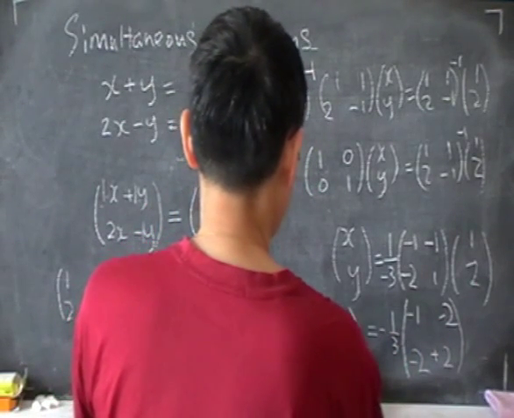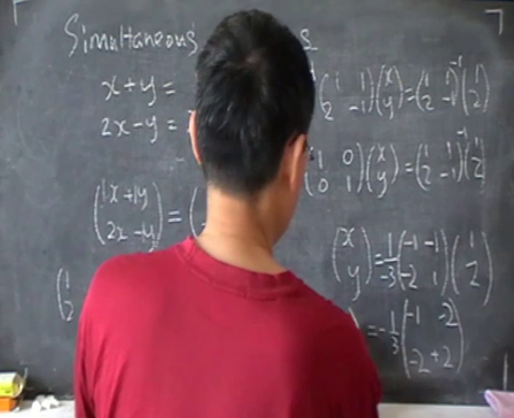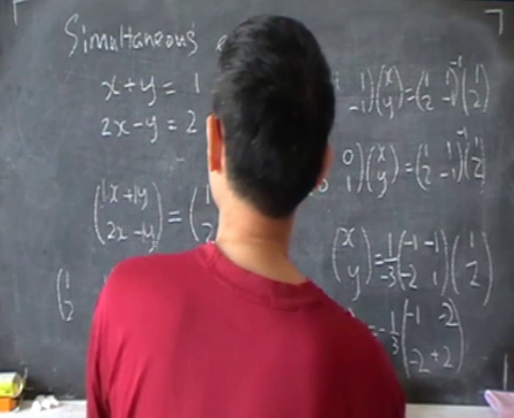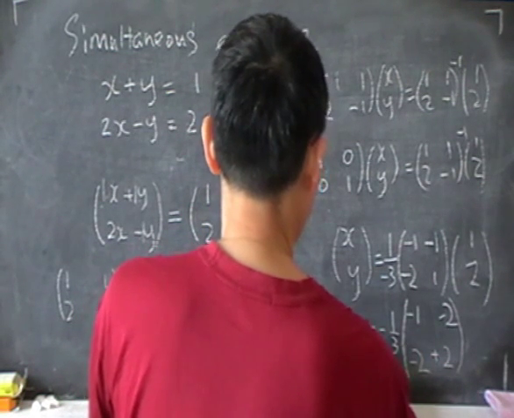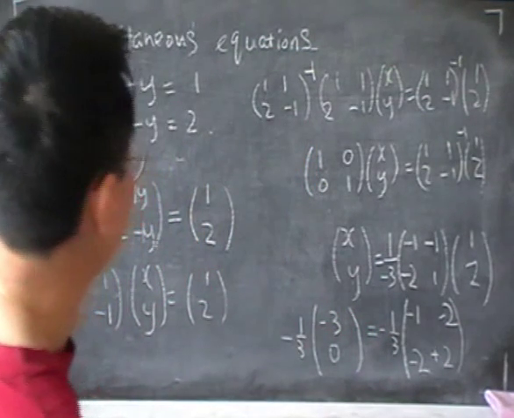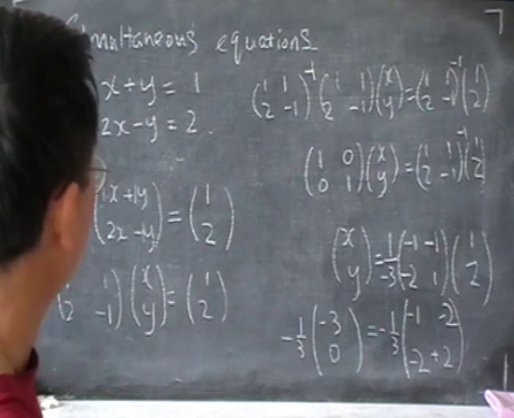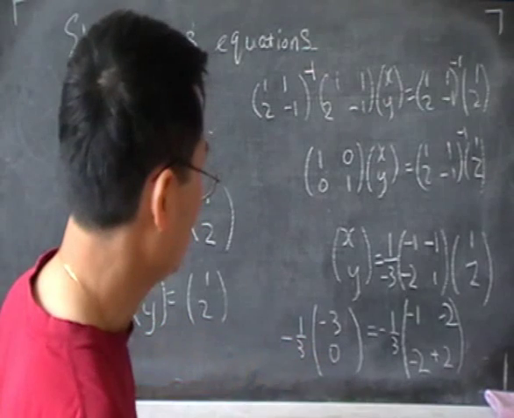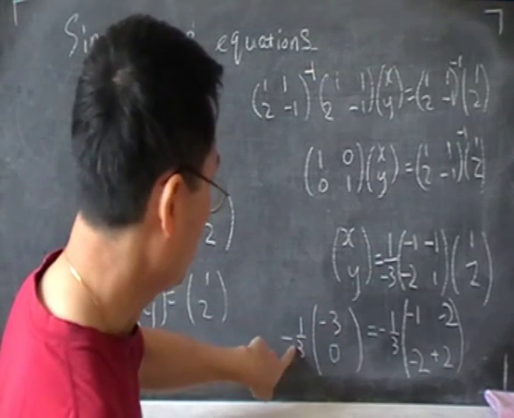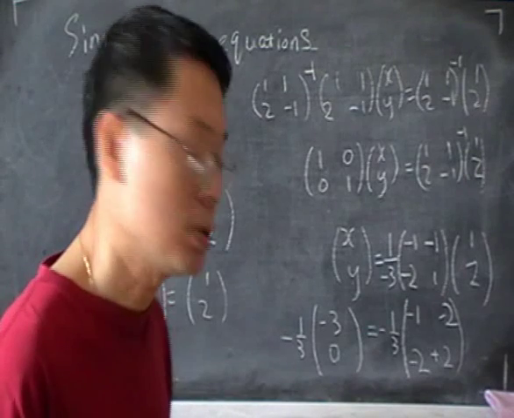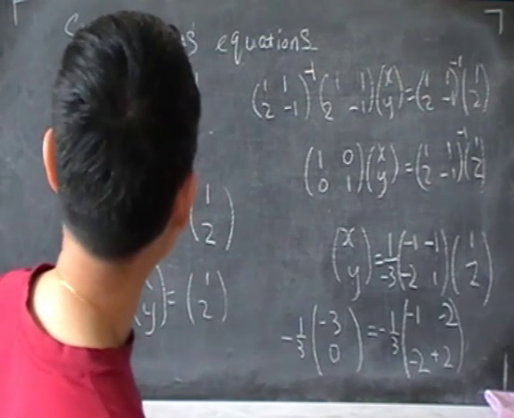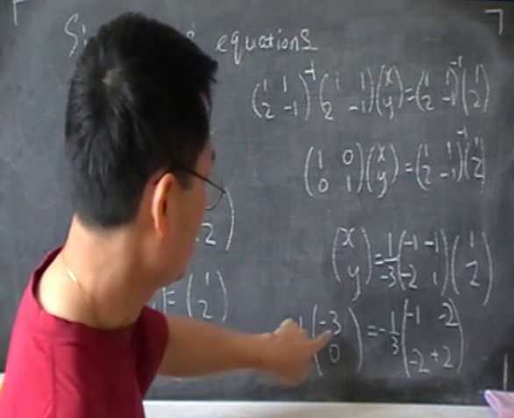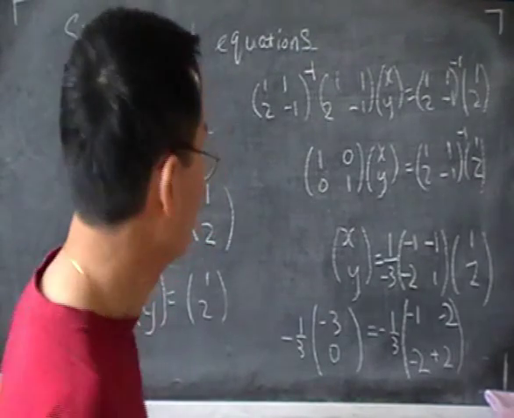Alright, so minus 1/3 times minus 3. Minus 2 plus 2 is 0. Okay. Now I have a number multiplying by a matrix. So I would take the number and multiply it by each of these numbers, and then you'll find the answer. So that means that the x is minus 1/3 times minus 3, which is 1.